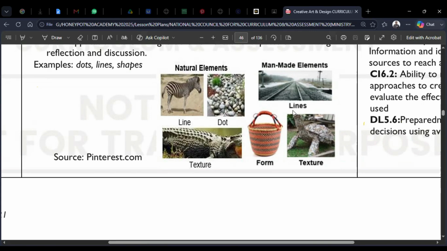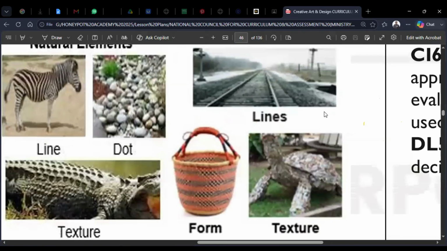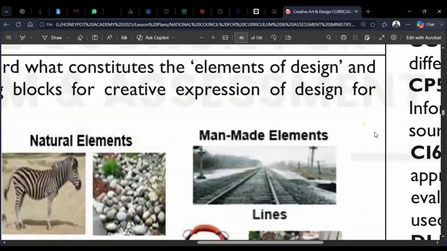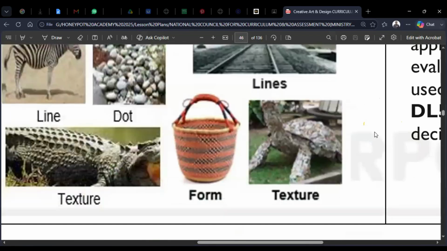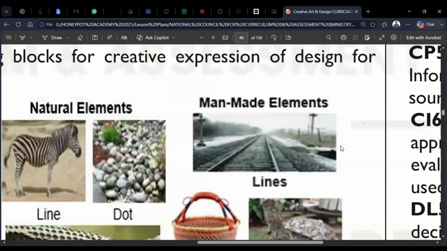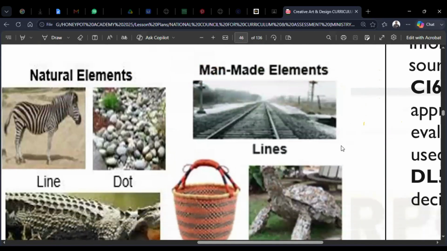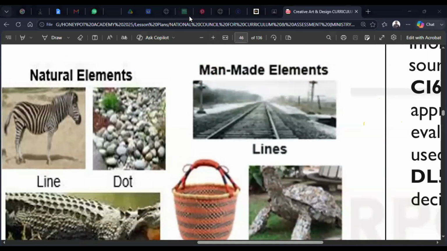And then when we look at the man-made elements, we have line. As you can see on your screen, that is a railway line. That is a basket. And you can see an image of a sculpture. Okay, so all these are man-made elements. What is another name for man-made element?